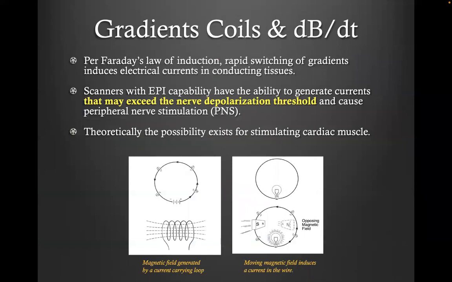And then, as I said, gradient coils versus the so-called dB/dt. Per Faraday's law of induction, rapidly switching gradients induce electrical currents in conducting tissues. If you do probably an elementary school experiment, when you make a wire and then you move a magnet, you'll see the light come up. That's how a magnetic field can create electricity, right? So scanners with EPI capacity could have the ability to generate currents that may exceed the nerve depolarization threshold and can cause peripheral nerve stimulation. And theoretically, the possibility also exists for stimulating cardiac muscles.